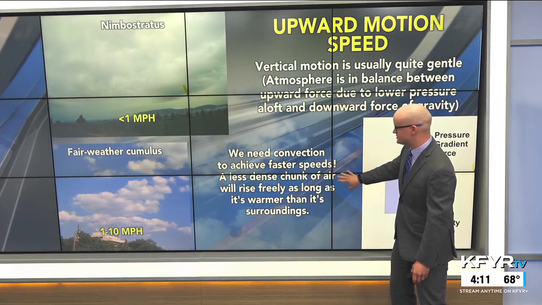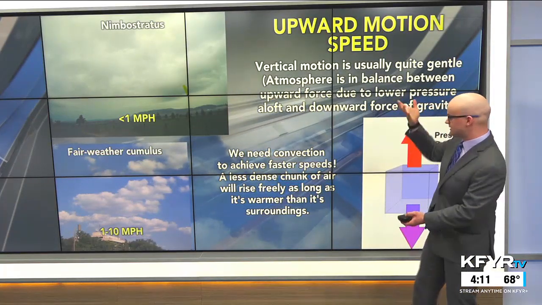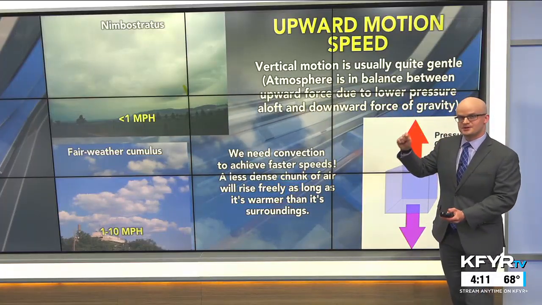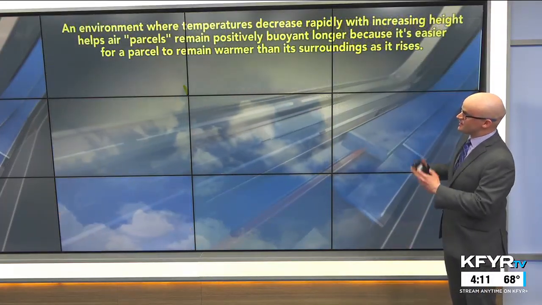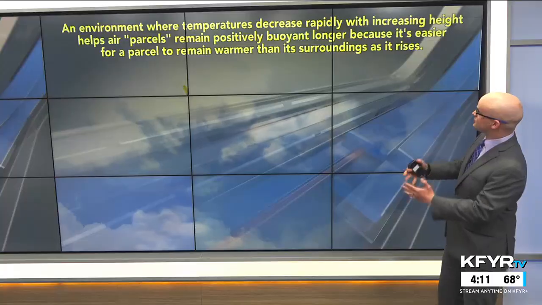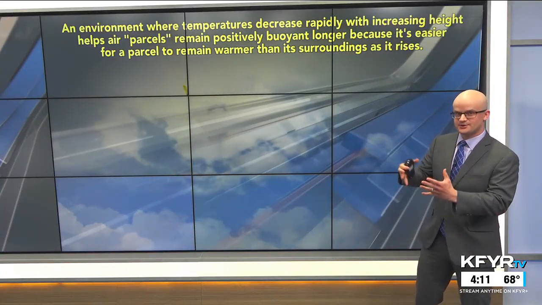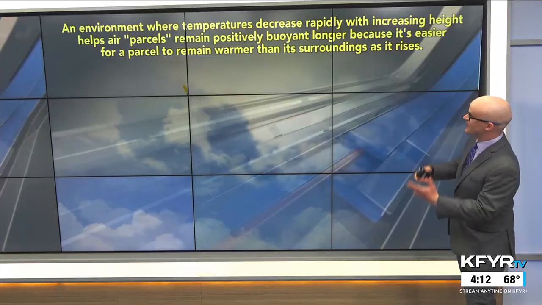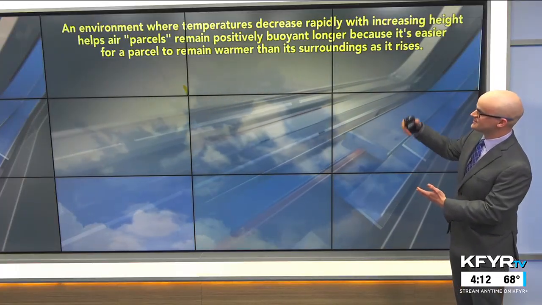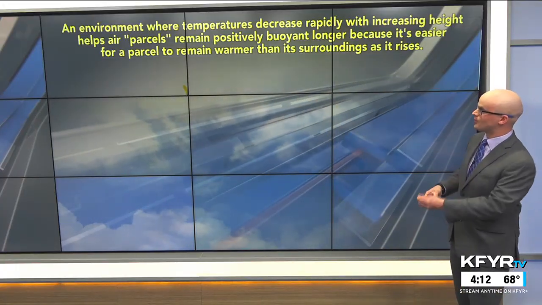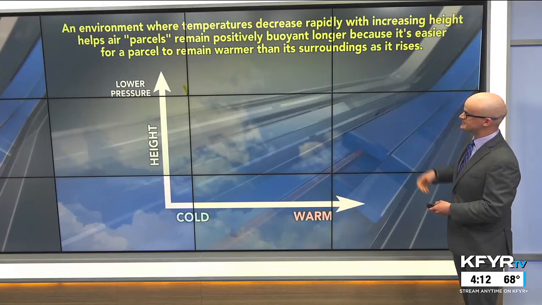A less dense chunk of air will rise freely as long as it's warmer than its surroundings. And an environment where temperatures decrease rapidly with increasing height helps these air parcels, or blobs of air, to remain positively buoyant longer because it's easier for them to remain warmer than their surroundings as they rise.